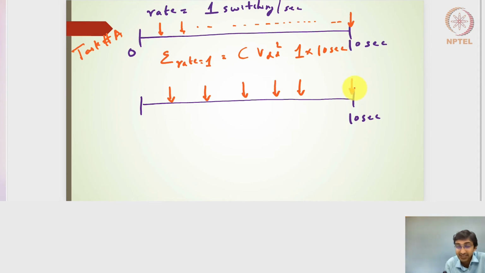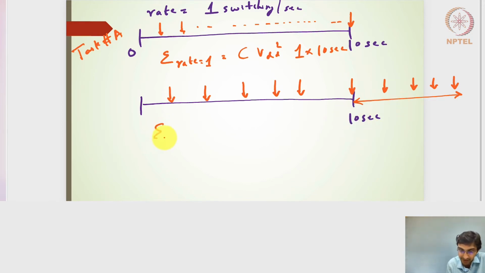But I require 10 switchings to be done. So it will have to extend beyond this. And whenever it does complete 10 switchings, this will be the 10th switching. So it will be extended up till here. And the way it will extend is it will be 5 by 3 times extension of the 10 seconds.